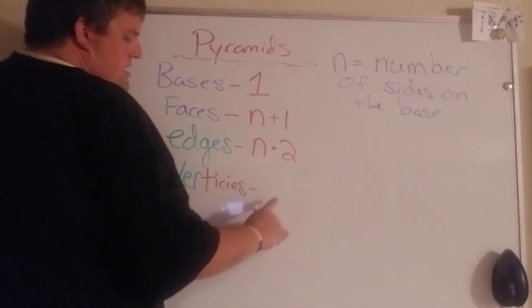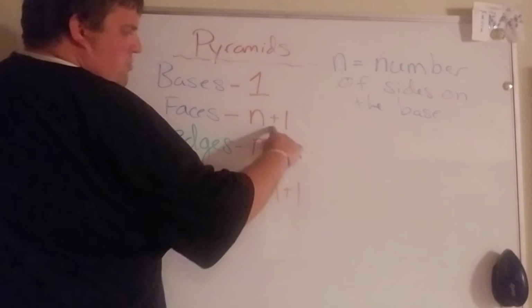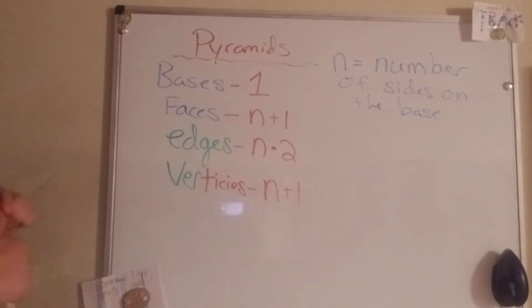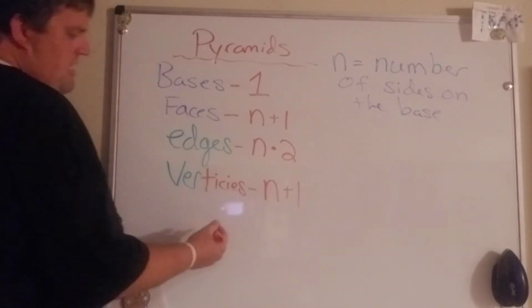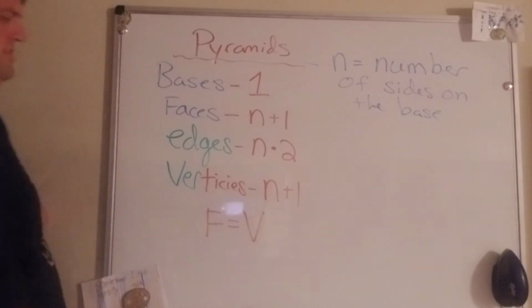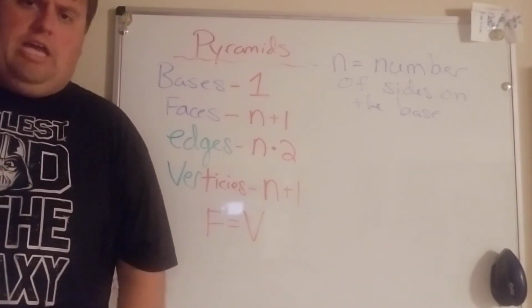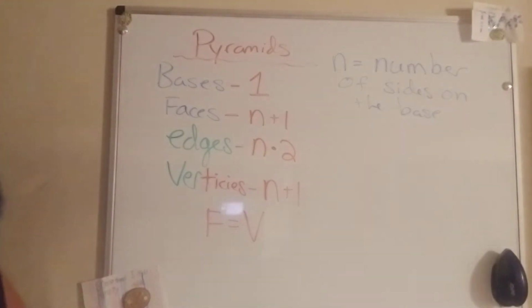And vertices is really interesting. It is also n plus 1. One of the things that's really interesting about a pyramid is it always has an equal amount of faces and vertices. They are always the same. That's a kind of cool little thing about pyramids.